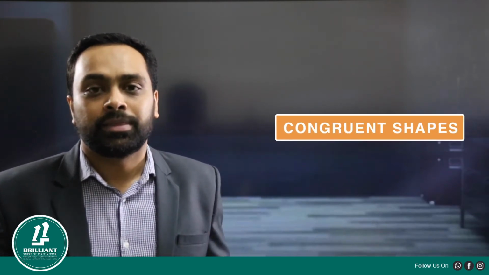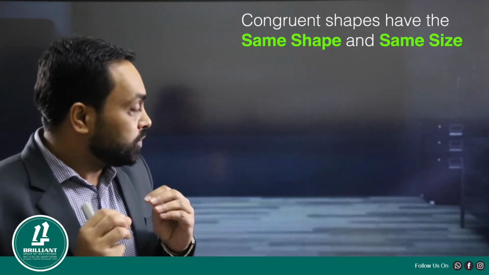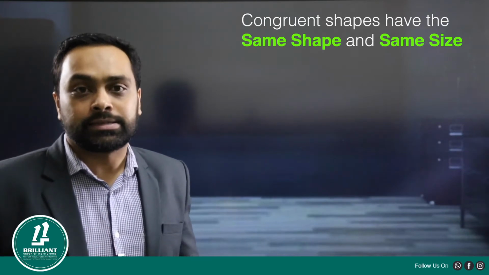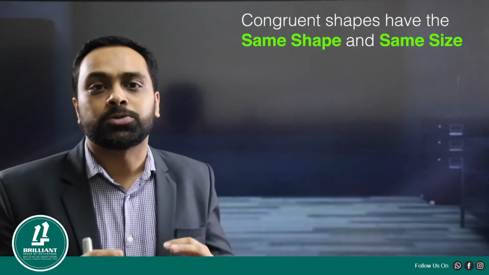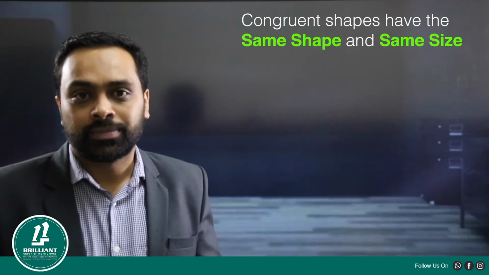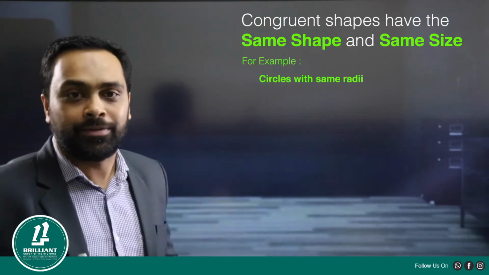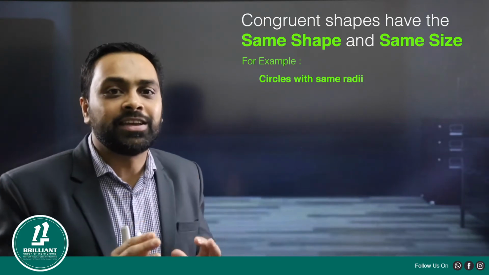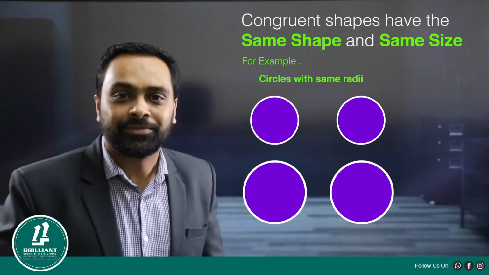This is what congruent shapes are. Now let's define congruent shapes. Congruent shapes have the same shape and the same size. The shapes which are the same and whose sizes are also the same, we can say they are congruent shapes. Let's see some more examples. Circles with the same radii. If the radius is the same, then different pairs of circles are congruent.